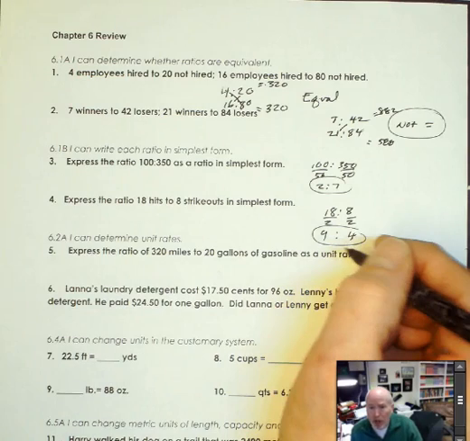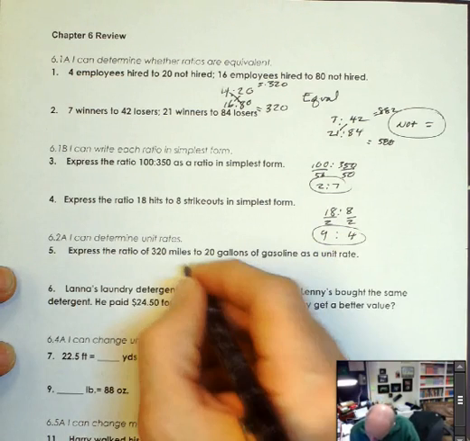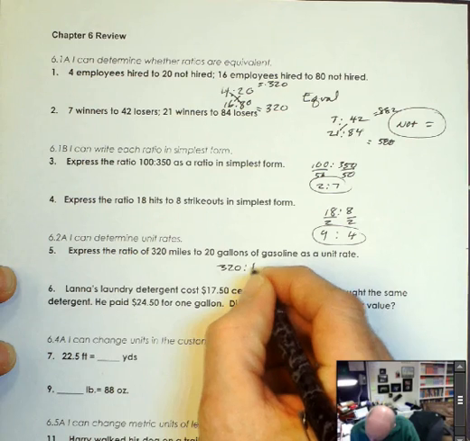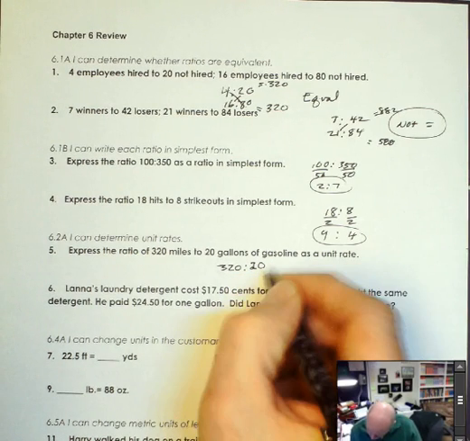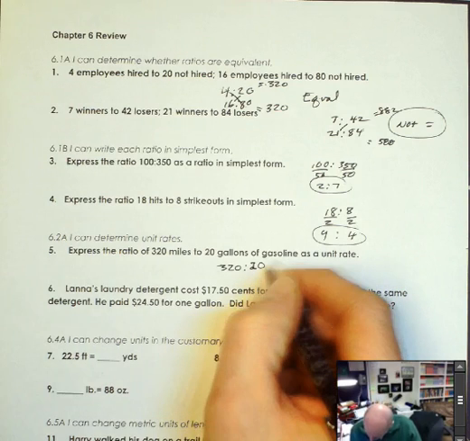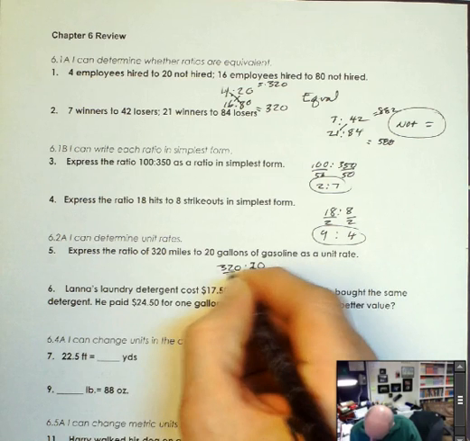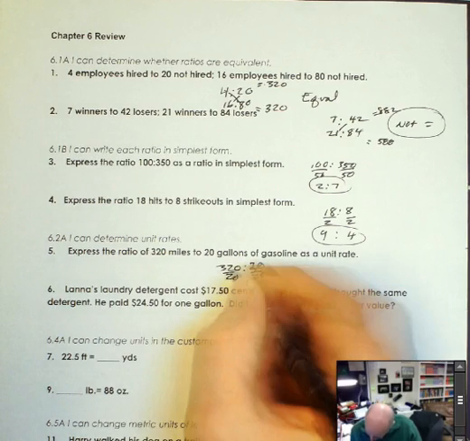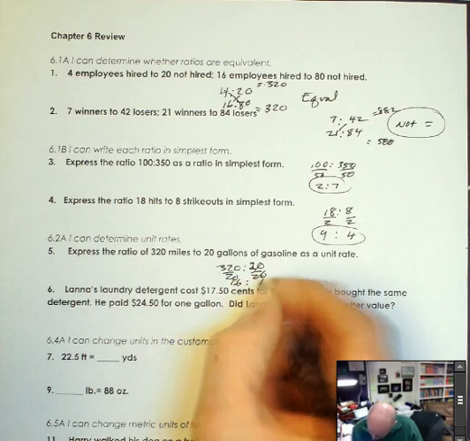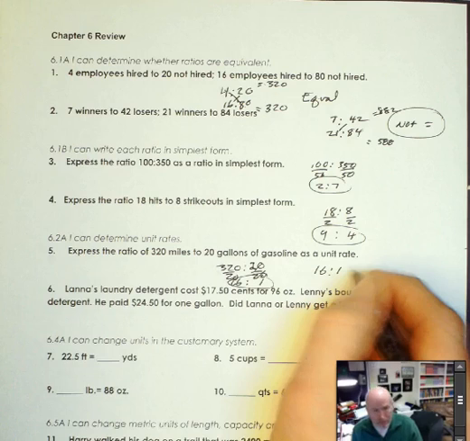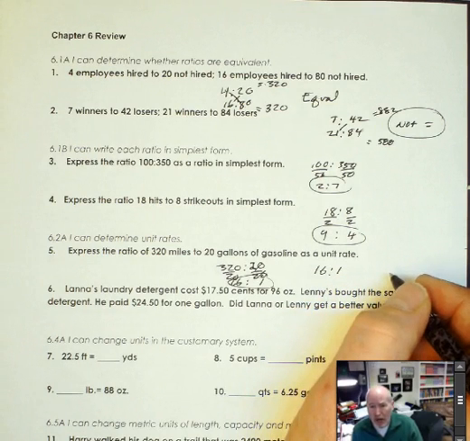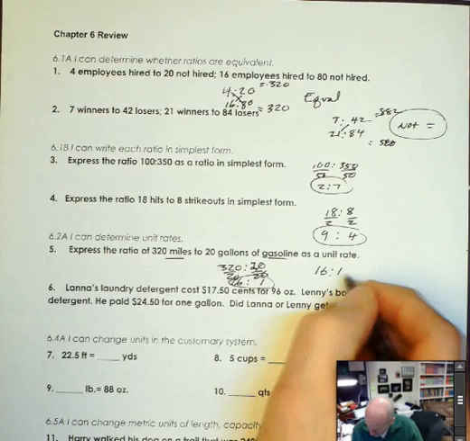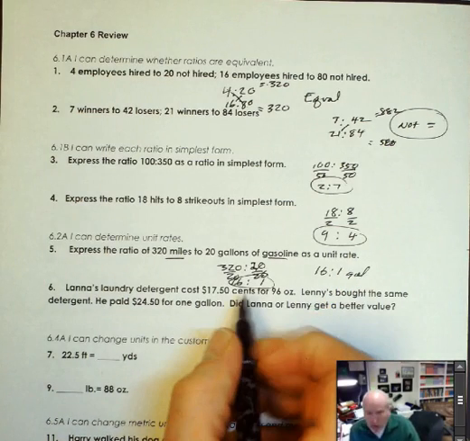All right, the next one is I can determine unit rate. This is going to be an important target and kind of a tough one on the test. In this one, we have the ratio of 320 miles to 20 gallons of gas. We've got to get this number over here to a 1, so we're going to divide both by 20. 20 divided by 20 is 1, and 320 divided by 20, if you do that in your calculator, you'll get 16. So this is 16 to 1. What does that mean? 16 miles per 1 gallon of gasoline. That's my unit rate. Remember, unit means 1, uni.